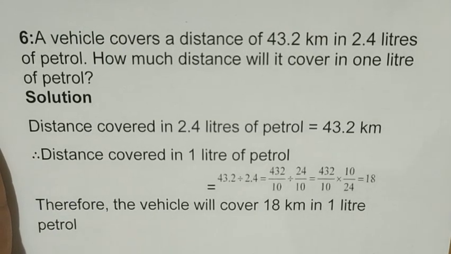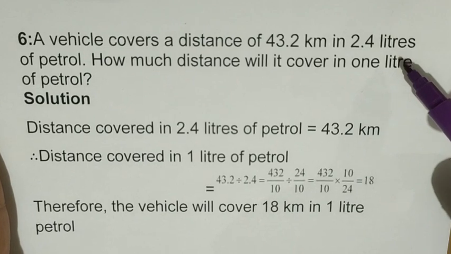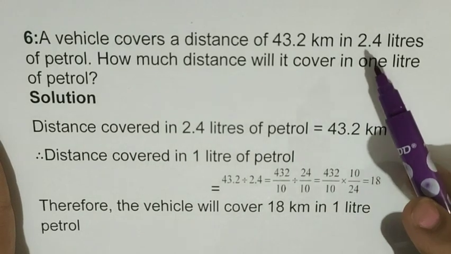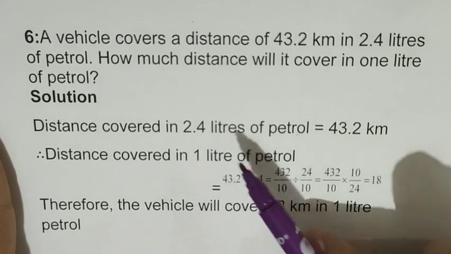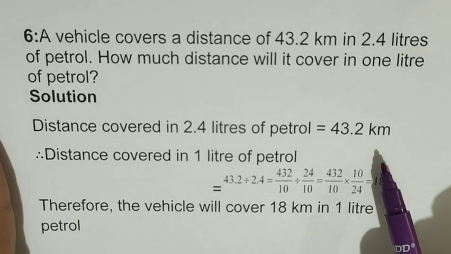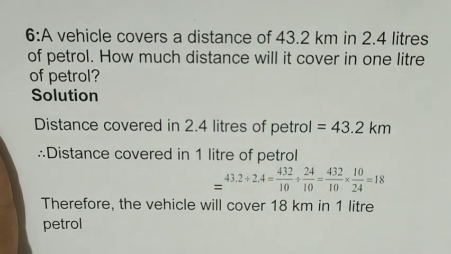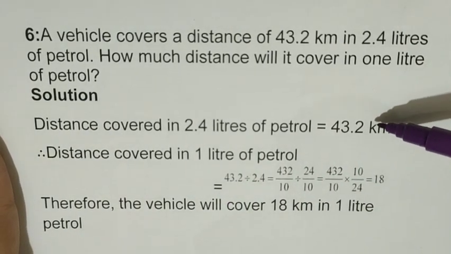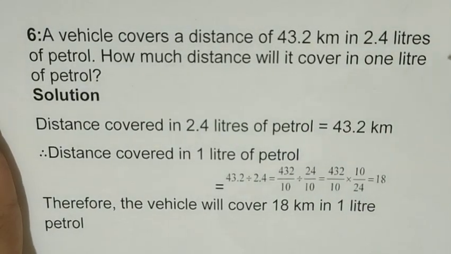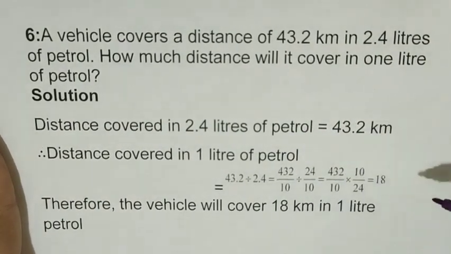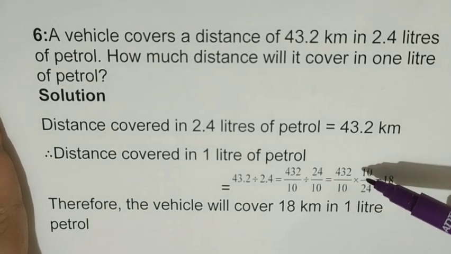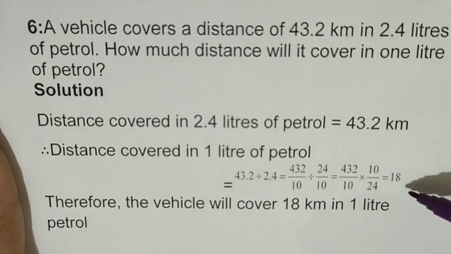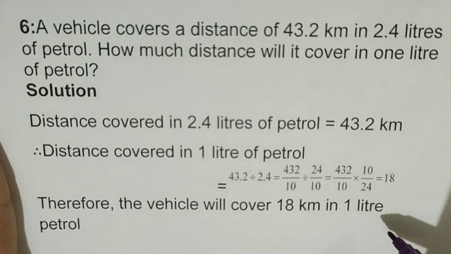A vehicle covers a distance of 43.2 km in 2.4 liters of petrol. How much distance will it cover in 1 liter of petrol? So what is given there? In 2.4 liters of petrol, the distance covered is equal to 43.2 km. Now what is asked? How much distance will it cover in 1 liter? So for 1 liter of petrol, what should we do? 43.2 km divided by 2.4. Both are decimals only. So we can write 432 divided by 10 divided by 24 by 10, which is equal to 432 by 10 into 10 by 24, that is equal to 18. Therefore the vehicle will cover 18 km in 1 liter of petrol.